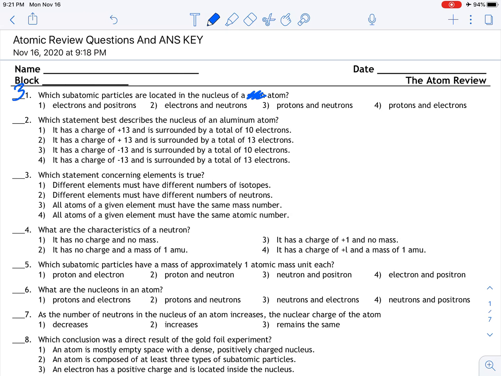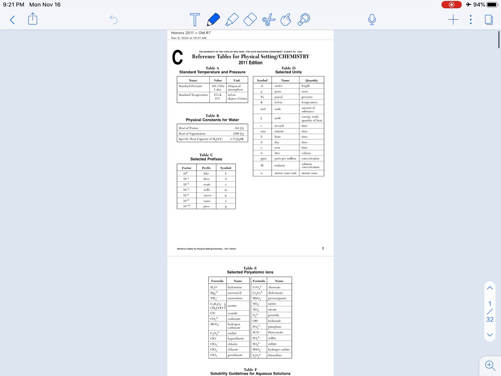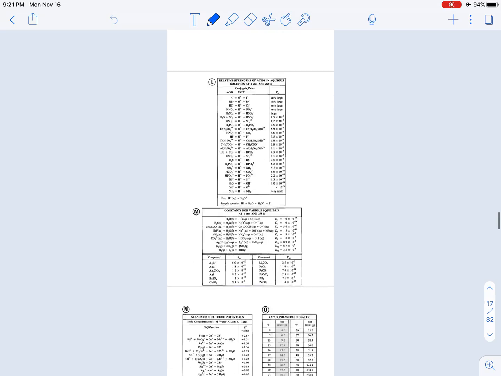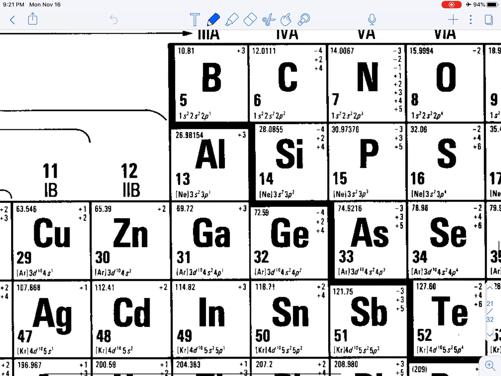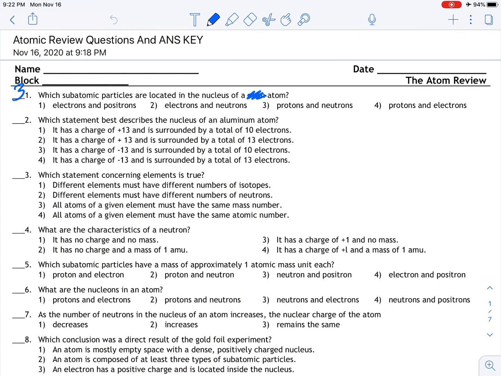So let's go to the reference table. So here we have our periodic table, and I could go to the one pager, but I'll go to this one. So aluminum has 13 protons, and it's going to be 27 is how you round it. So 27 minus 13 is 14 neutrons. So let's see how that goes here. So the nucleus has 13 protons and 14 neutrons.